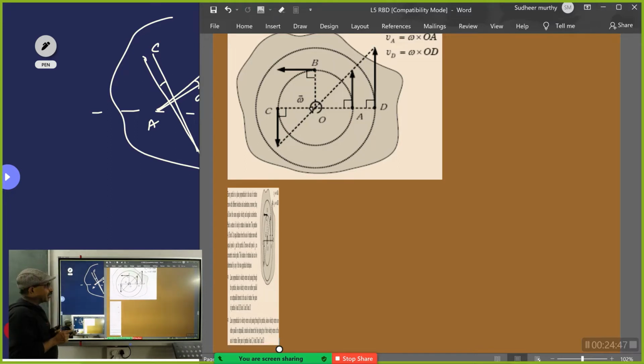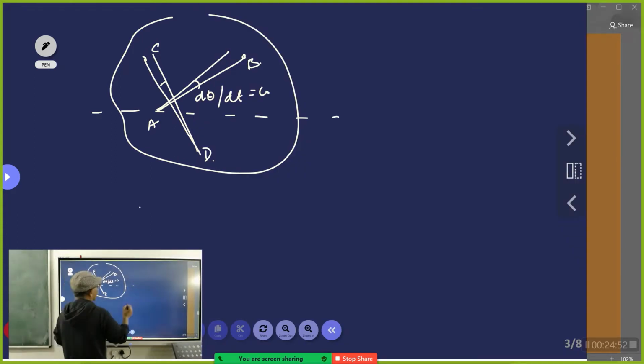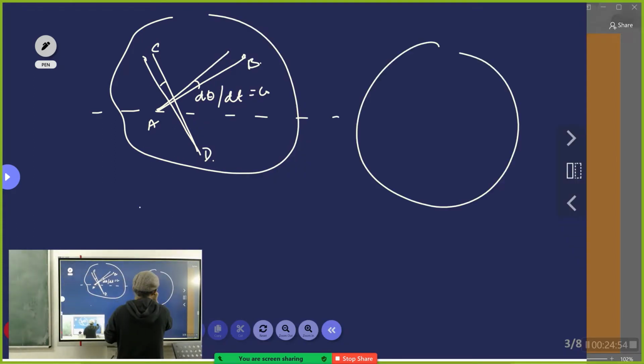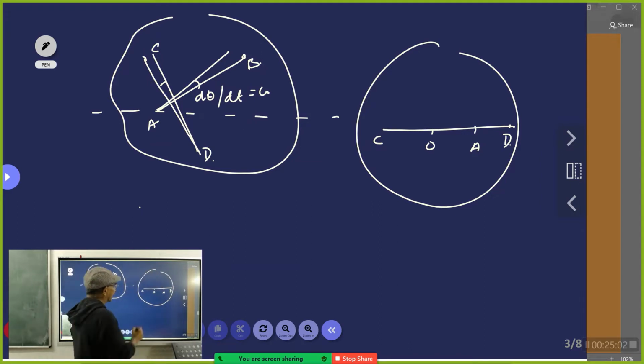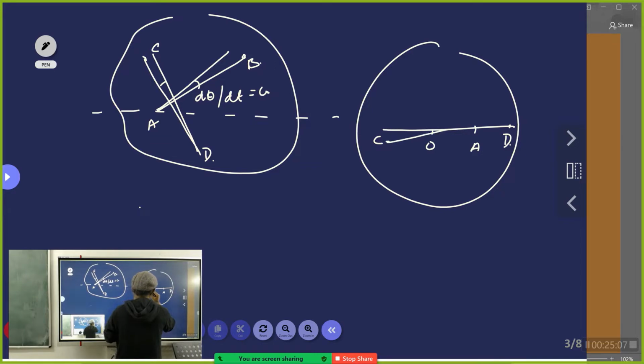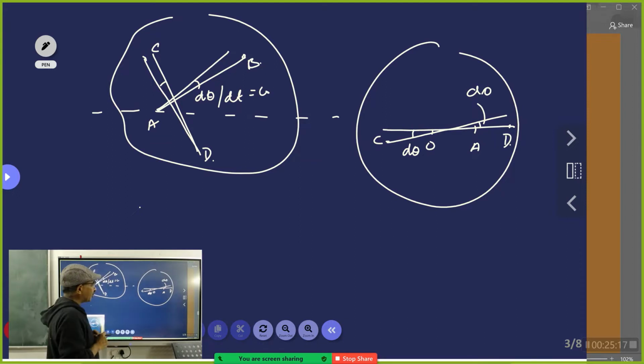Understood? Now the question that you are going to ask is, say now I have drawn one line here, say this is COAD. Now this line itself is rotating. Say at some point of time, this line itself will become like this. So this angle is d theta. This angle is also d theta. Correct?